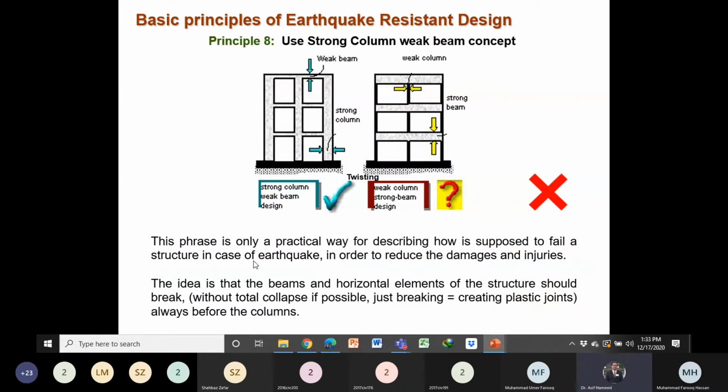Then a practical way of describing the failure of the structure is the concept of weak beam, strong column. It does not mean that your beam should fail even in the elastic range or during the gravity loads. Whenever there is failure during a moderate or severe earthquake, your beam should fail, your column should not fail. Can anybody guess why we allow the failure of the beam, not the failure of the columns?